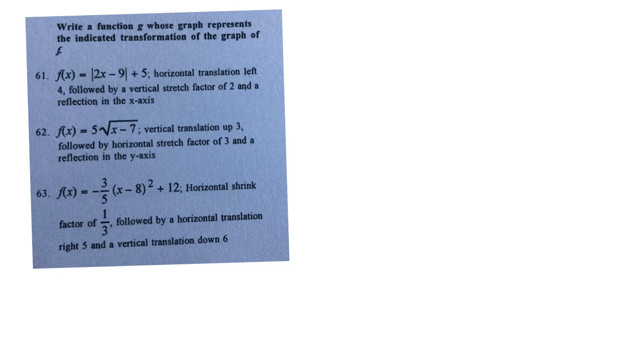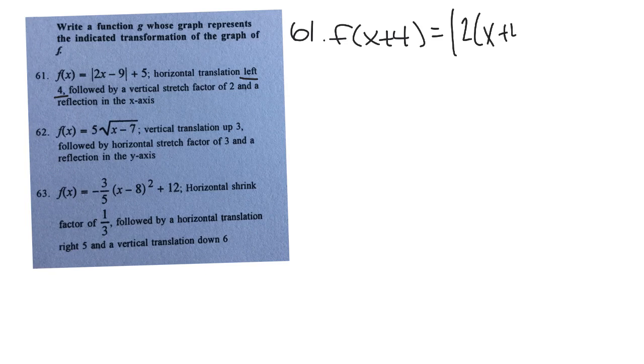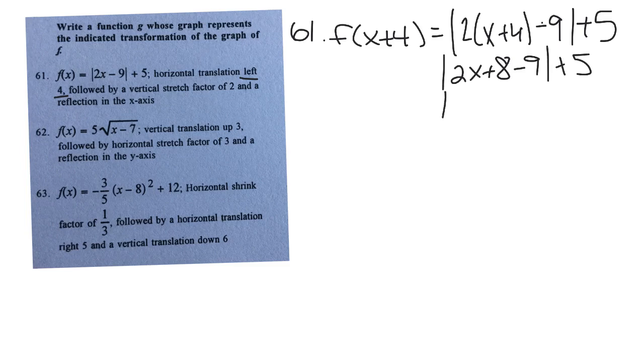Okay, the last three problems of the review sheet. Write a function whose graph represents the indicated transformation. So for 61, we have f of x equals the absolute value of 2x minus 9 plus 5. Horizontal translation, left 4. That's f of x plus 4. So that plugs in absolute value of 2 times x plus 4 minus 9 plus 5 on the outside, which becomes 2x plus 8 minus 9 plus 5, which is the absolute value of 2x minus 1 plus 5.